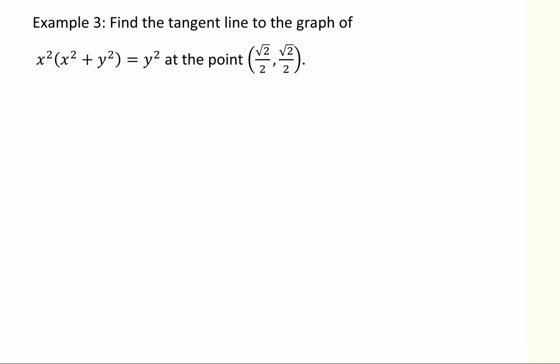Okay, and then our last problem is going to be to find the tangent line of a graph at the point radical 2 over 2, radical 2 over 2. So you have a couple options. I think I'm going to distribute this x squared to begin with. You could actually just do the product rule right off the bat, but I think my life will be a little easier if I distribute that.